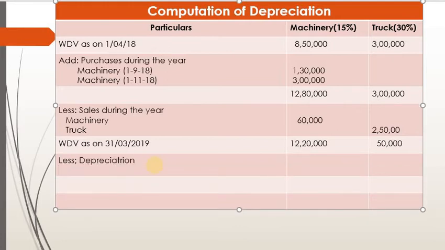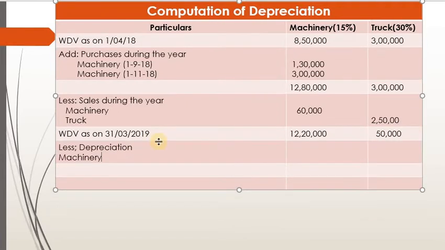So let's calculate on first machinery. Now let's take the machinery which is used for less than 180 days. This is purchased on 1/9, so it is more than 180 days. This machinery is purchased in November, so less than 180 days, which qualifies for only 50% of the rate of depreciation. Why 50%? Because the total number of days of use is less than 180 days. That's why we are charging only 50% of the rate of depreciation.